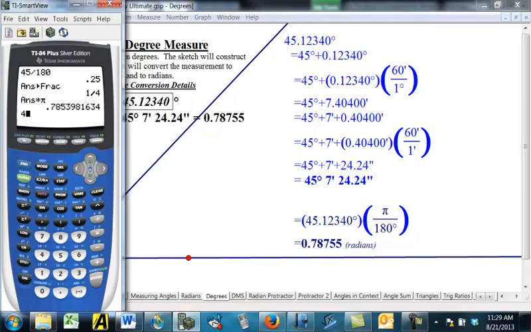So 45.12340 times pi, and use the pi button on your calculator. Don't round it off to 3 or 3.14. Use the pi button so you get all the digits on your calculator to use. So that will not be our limiting factor. And then divide by 180 and enter, and we get 0.78755189997.